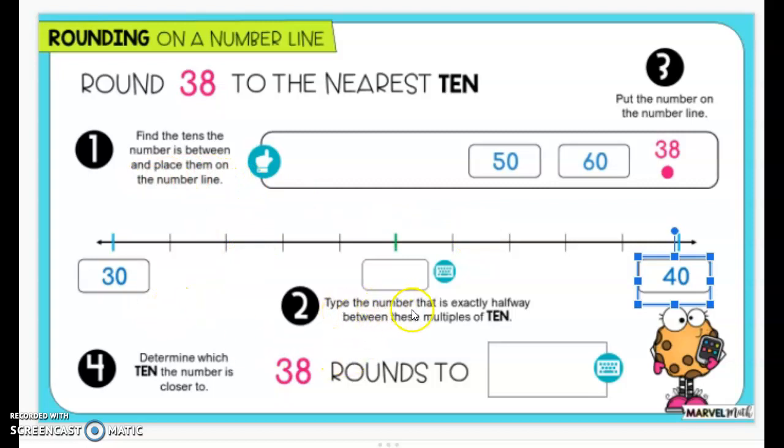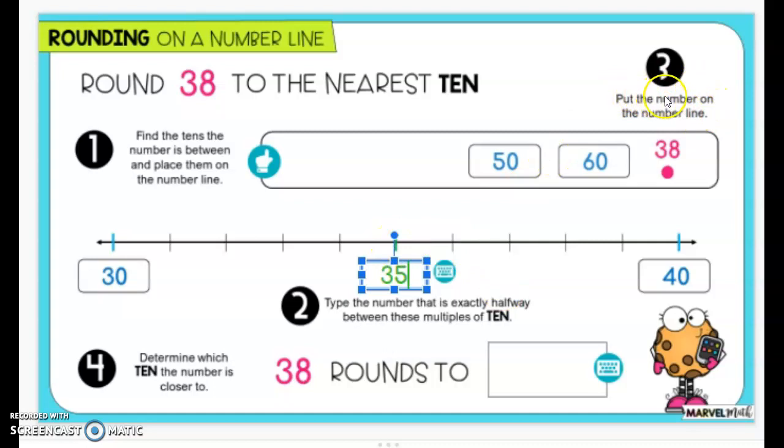Step 2 says type the number that is exactly halfway between these two multiples of 10. So I know half of 10 is 5. So halfway between is going to be 35. I can also count up by ones to get here to see how many that is. So that would be 31, 32, 33, 34, 35.